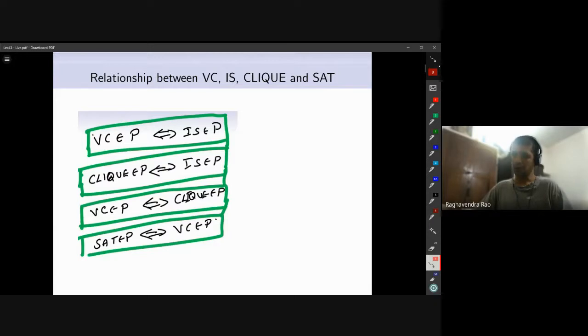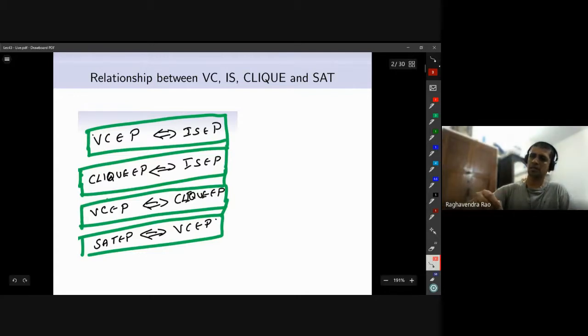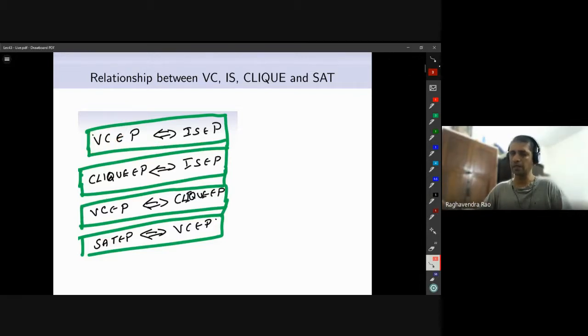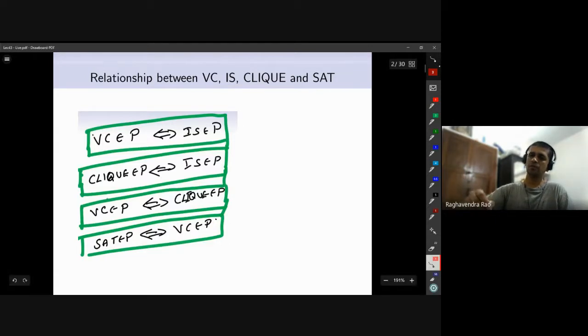And by considering the complementary graph, we saw that independent sets are nothing but cliques in the complementary graph. So clique is in P if and only if independent set is in P. Further, by transitivity, that is, taking an instance of vertex cover, transforming it into an instance of independent set by changing k to n minus k, and then considering the complementary graph, changing it to an instance of clique, we see that vertex cover is in P if and only if clique is in P.